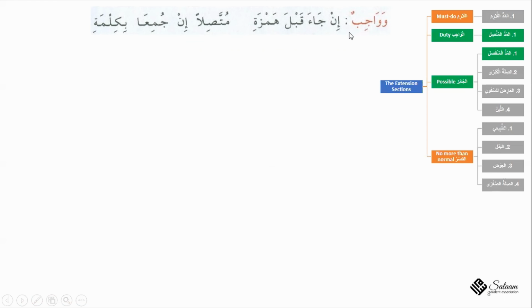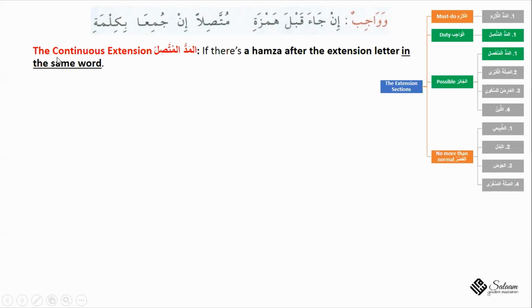He said, وَوَاجِبٌ إِن جَاءَ قَبْلَ هَمْزَةٍ مُتَّصِلًا إِن جُمِعَ بِكَلِمَةٍ. It said that if the extension letter came before Hamza in the same word, so the definition is this: Al-Maddul Muttasil, or the continuous extension. This is the type of the extension in Al-Wajib.